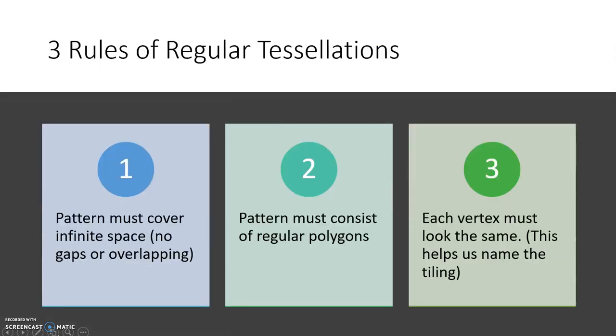All right, we're going to start with the regular. There's three rules that a regular tessellation has to meet. The first rule is that the pattern has to cover that infinite space, just like the definition says. There can't be any gaps or overlapping in it. The pattern must consist of regular polygons. So you can't have irregular polygons or anything like that. It must be a regular polygon. And each vertex has to look the same. Right? And this is actually going to help us name the tessellation or the tiling. So that is very important.